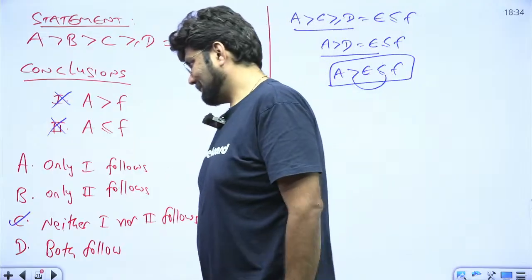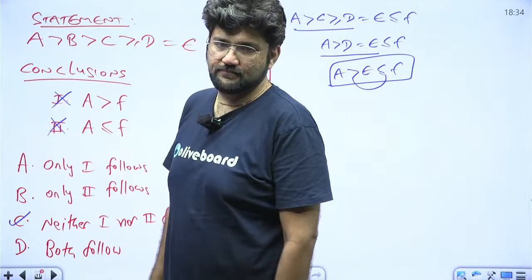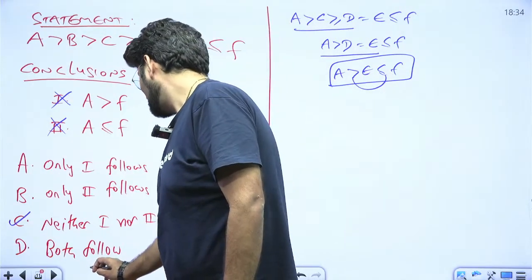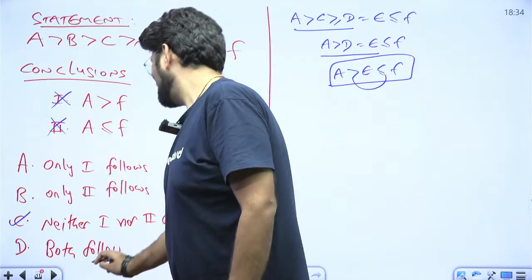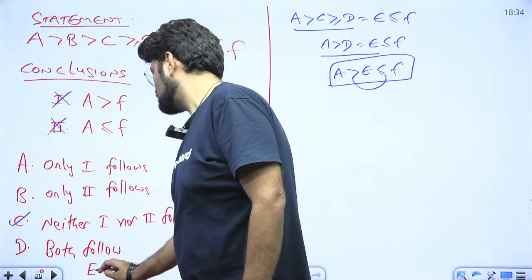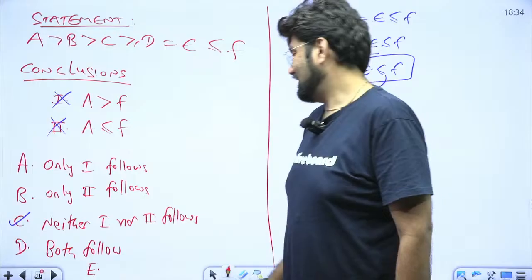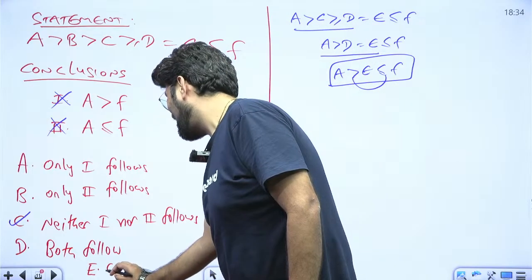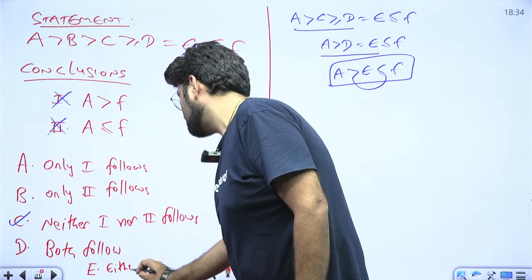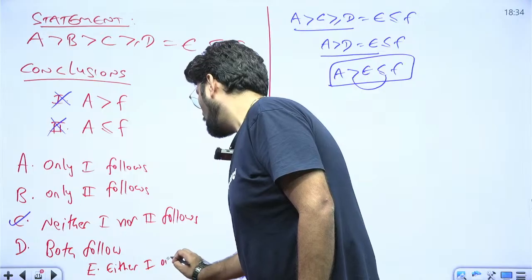Suddenly, I see a change in options. I have another additional option here, option number E. Do I see this? Yeah, you can. Option number E says either 1 or 2.